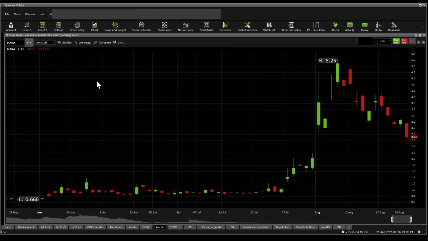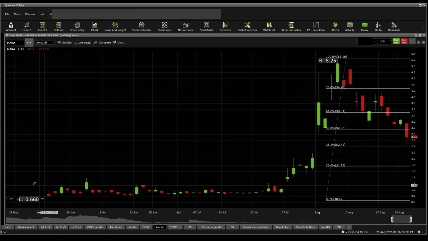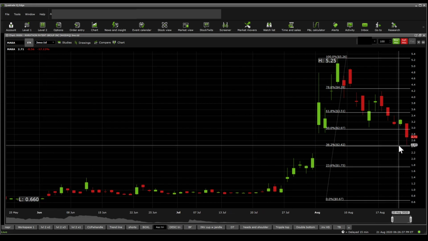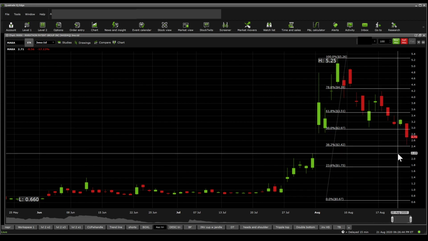Now on Fibonacci retracements here, we're going to do that quickly. We're talking about a stock that was 66 cents not a long time ago. The current support, the major Fibonacci support, is at 242. The current resistance is 297. It still has a gap to fill down to 219.